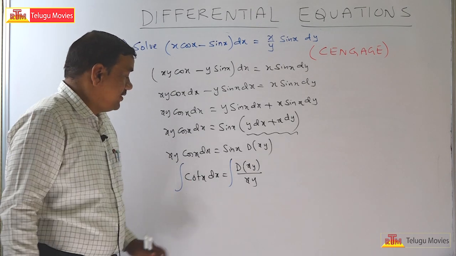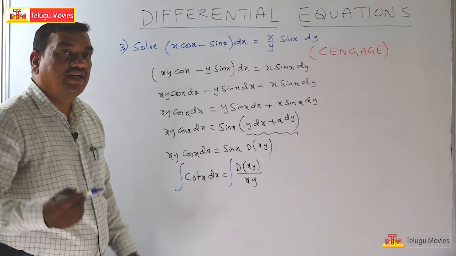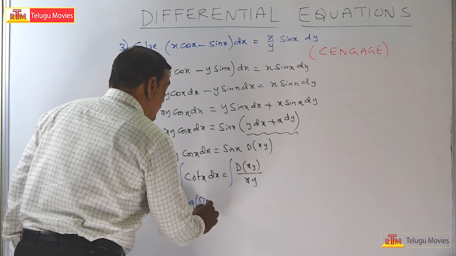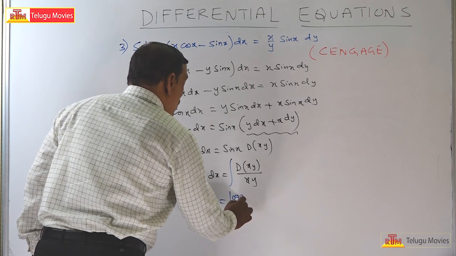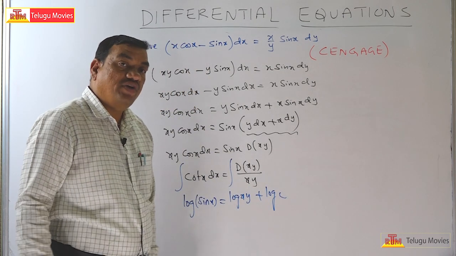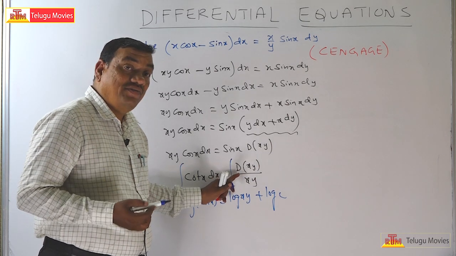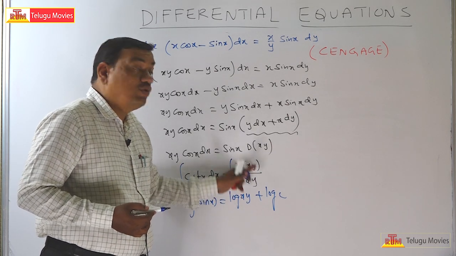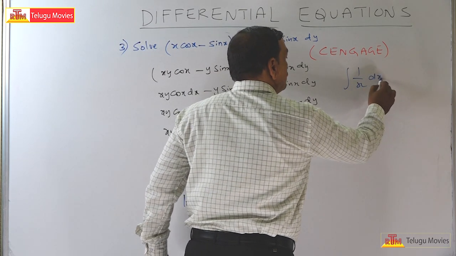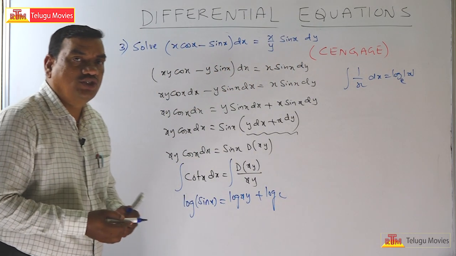Now, integrating on both sides. What is the integral of cot x? The integral of cot x is log of sin x, equal to log of xy plus log c. Why is it log of xy? See here, we are integrating with respect to xy. So if it is 1 by x dx, we write log of the modulus of x to the base c.